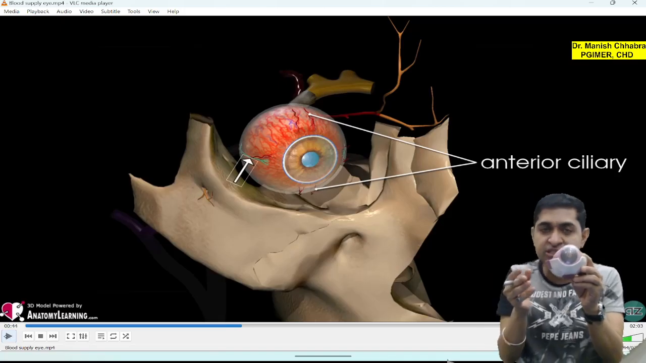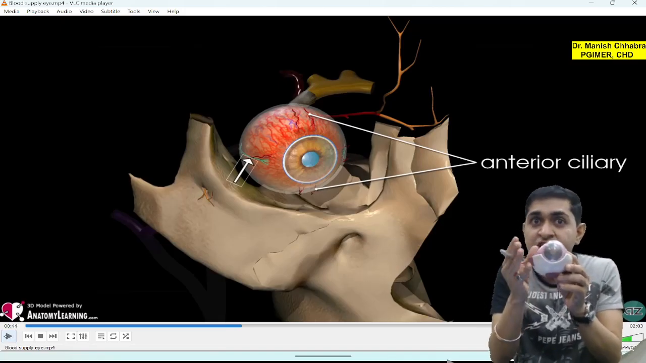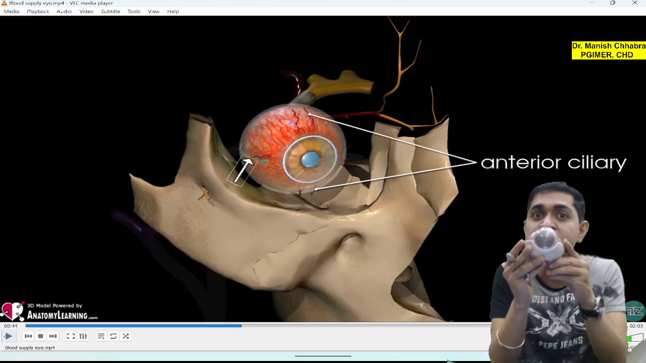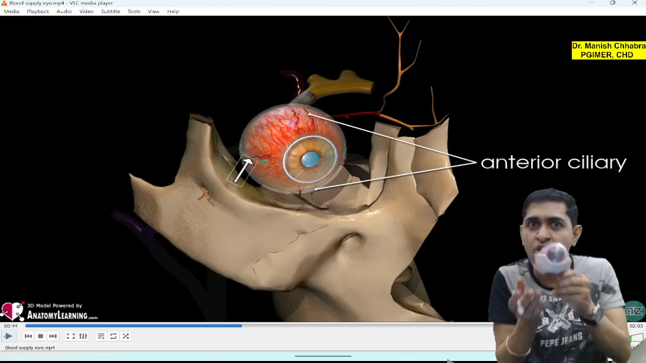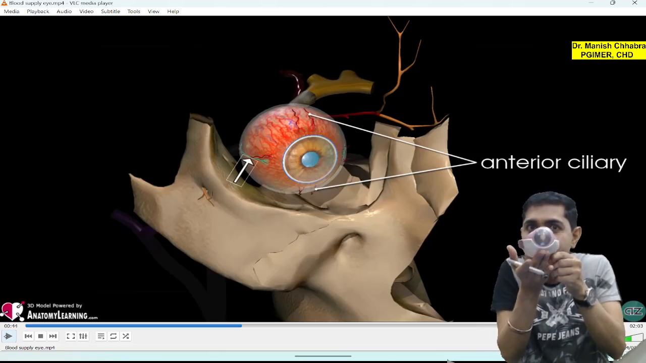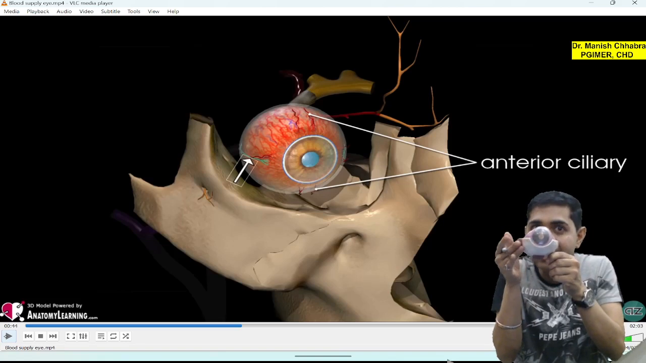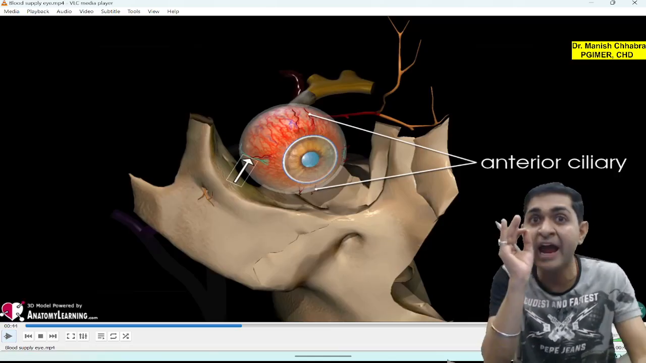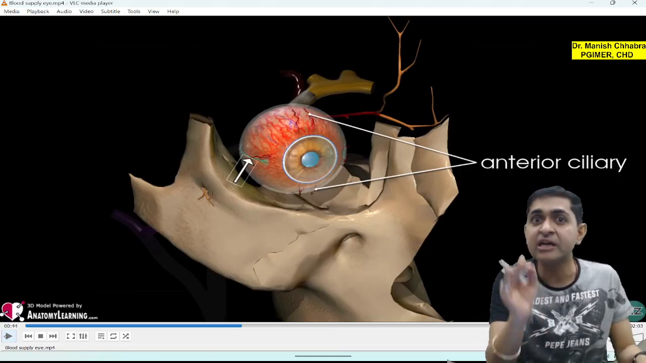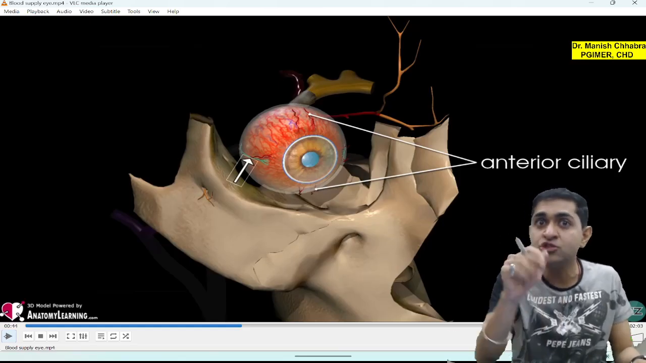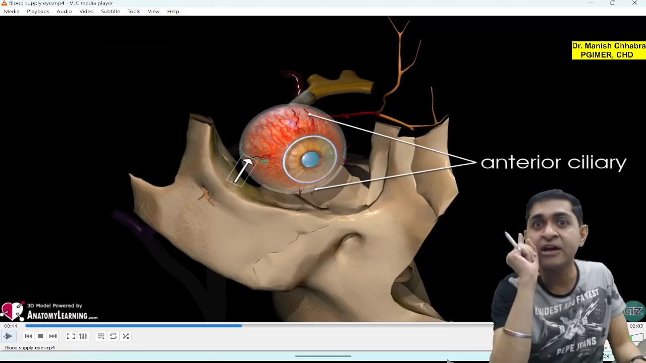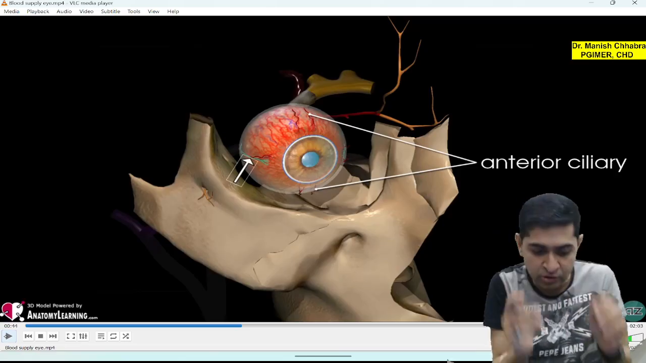What are anterior ciliary vessels? There are muscles which help in movement of the eye. You must have read in your first prof. Those are extraocular muscles. There are 6 extraocular muscles: inferior rectus, inferior oblique, lateral rectus, medial rectus, superior rectus, superior oblique. Now these anterior ciliary arteries are 7 in number. They arise 2 from the superior rectus, 2 from the inferior rectus, 2 from the medial rectus, and 1 from the lateral rectus. So in total they are 7 in number.